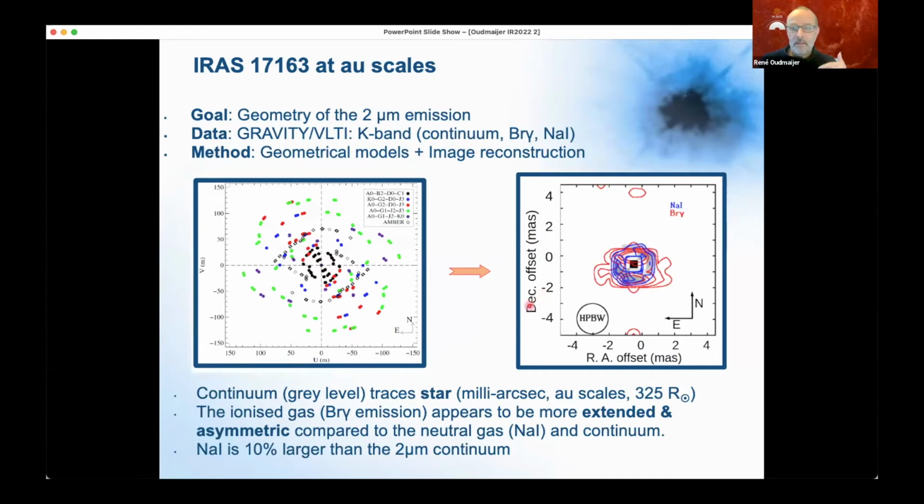Then the bracket gamma emission we plot here in the red, and that's more extended than the neutral sodium emission, which is around these and just a little bit bigger than the star. Okay, so it's nice that we at least find that the sodium is quite round. I'm not going to go into too much detail about the asymmetry in the bracket gamma, mainly because we don't know why.